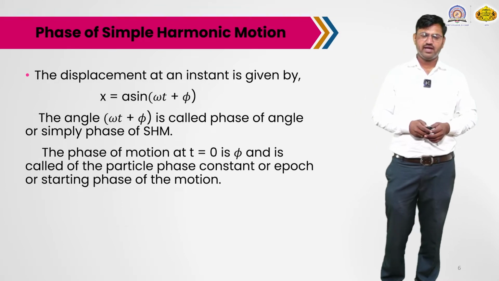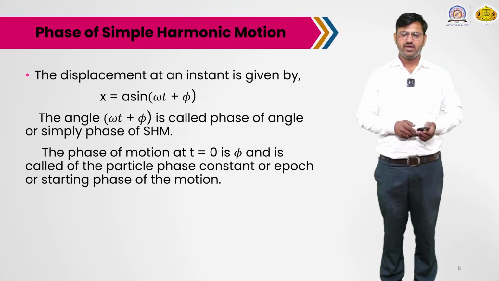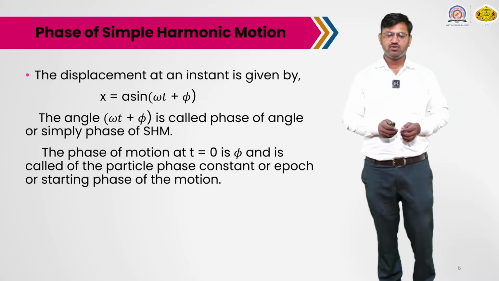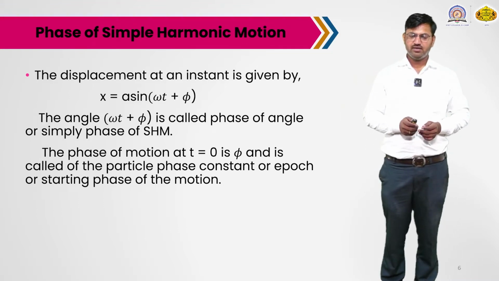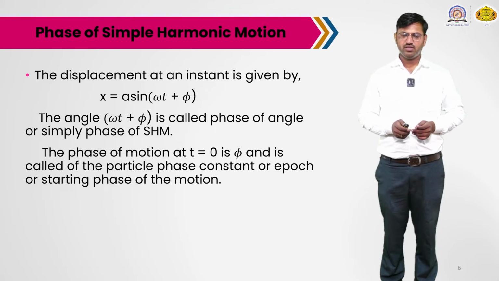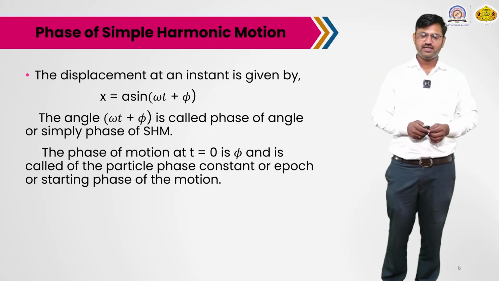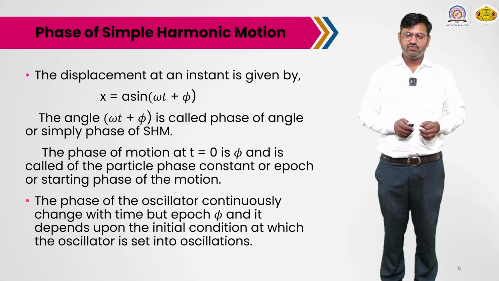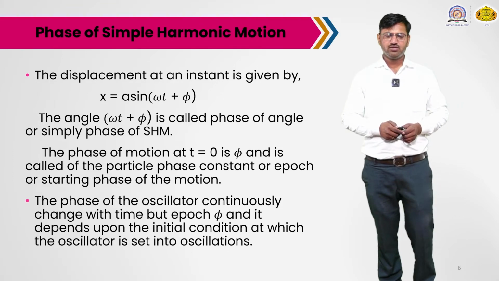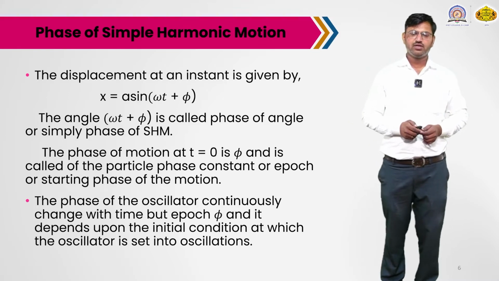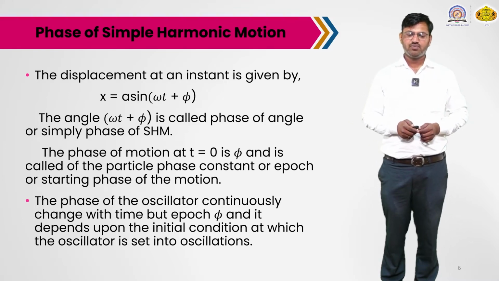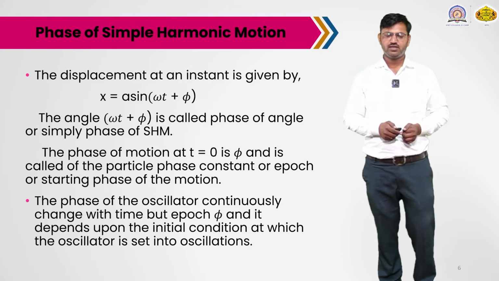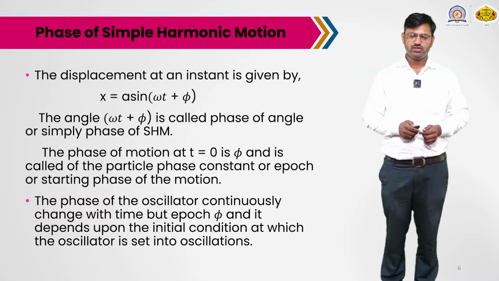The phase of motion at t = 0 is φ, and it is called the phase constant, or epoch, or starting phase of the motion. The phase of the oscillator continuously changes with time, but the epoch φ depends upon the initial conditions at which the oscillator is set into oscillation.